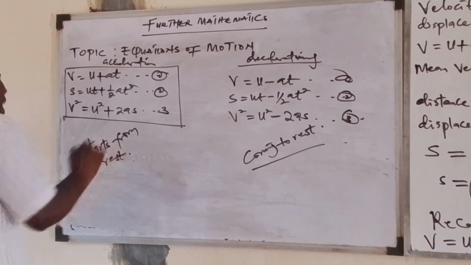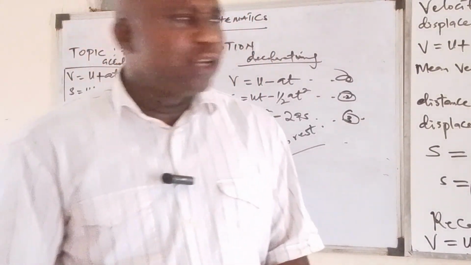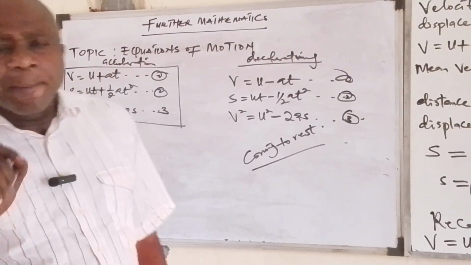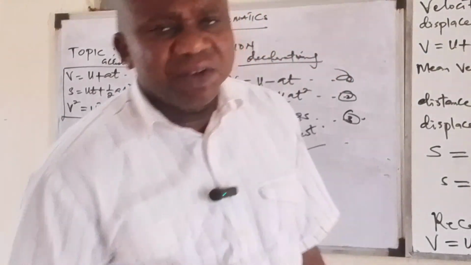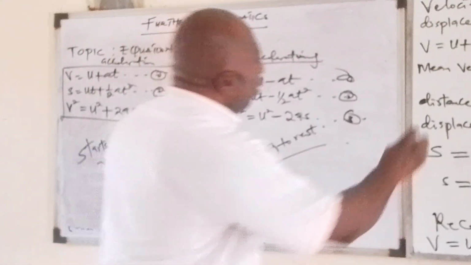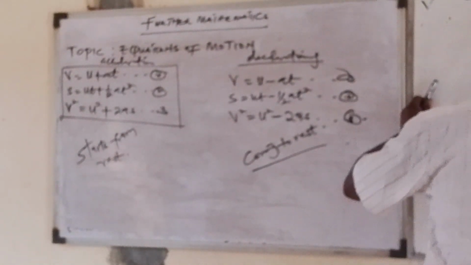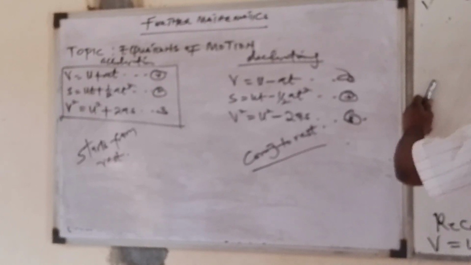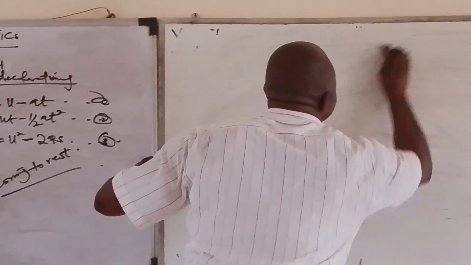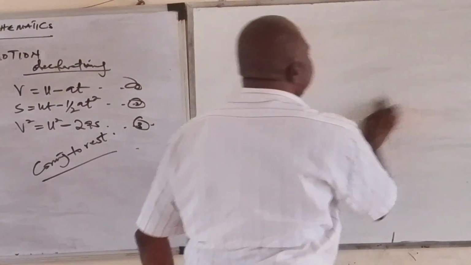So now we want to see how to use calculus to derive the whole of these equations of motion, and that is basically what this class is designed for. Using calculus to derive the equations of motion. Now, let's look at this. First of all, we define acceleration as the rate of change of velocity with respect to time.